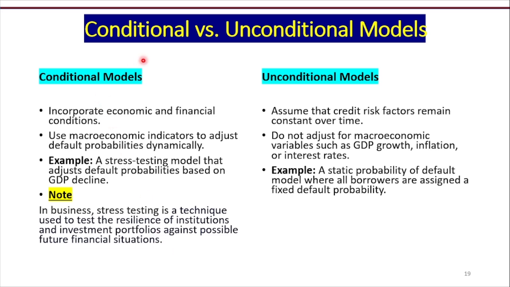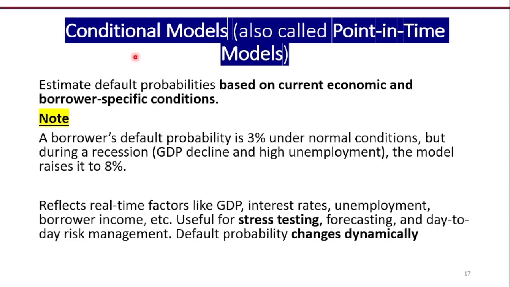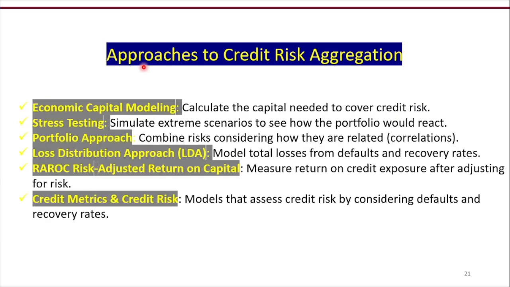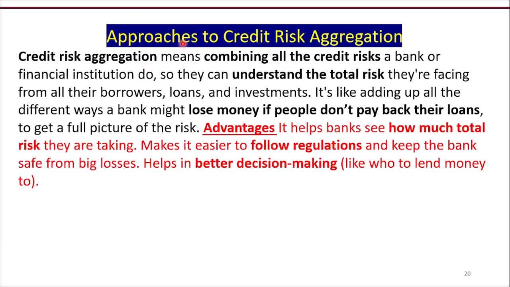I have discussed the conditional and unconditional models in great detail. Now moving toward approaches to credit risk aggregation. Our next topic is approaches to credit risk aggregation. So what are the approaches?